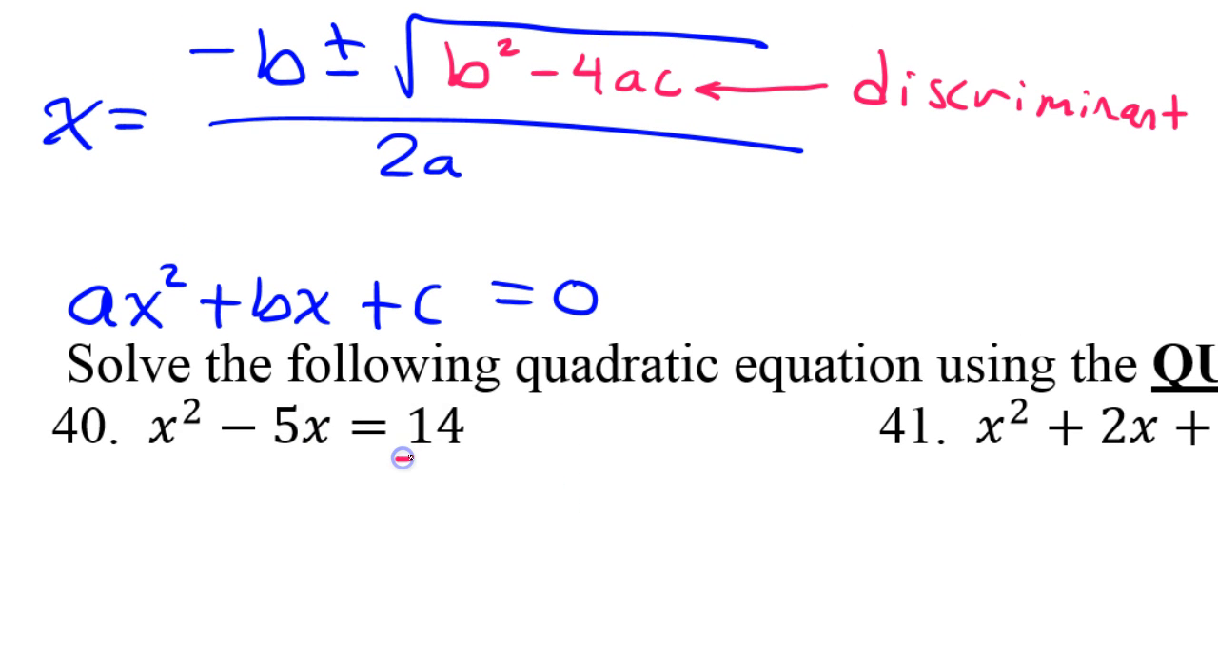So first of all, let's go ahead and subtract 14 from both sides. Right away that's going to give us x squared minus 5x minus 14 is equal to 0, because to do the quadratic formula we need 0 on one side. That means a is 1, b is negative 5, and c is negative 14. So let's go ahead and do the discriminant now.